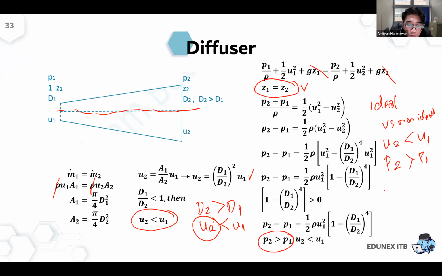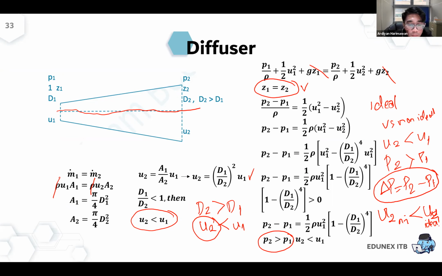If you define delta P as the pressure difference, and you assume from ideal to non-ideal that delta P is constant, it means it will be compensated to the velocity. Then the velocity will be lower. Correct. U2 in non-ideal will be lower than U2 in ideal. Okay, in terms of velocity that is correct.